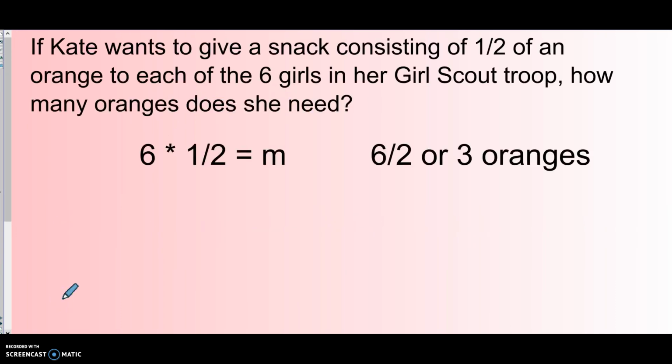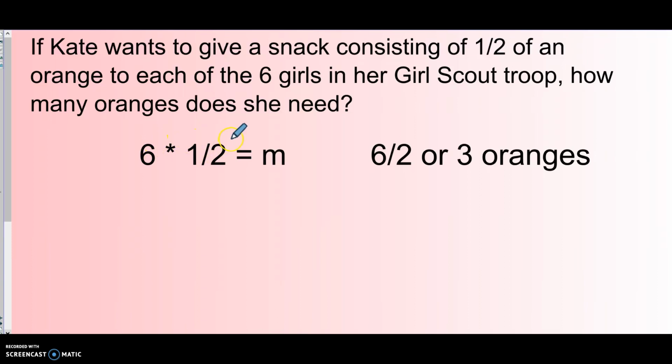Let's look at multiples of unit fractions in a story. If Kate wants to give a snack consisting of half an orange to each of the 6 girls in her Girl Scout troop, how many oranges does she need? 6 times 1/2 equals m. This is my unit fraction.